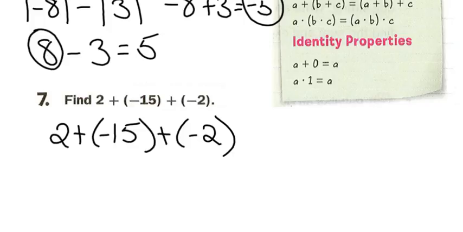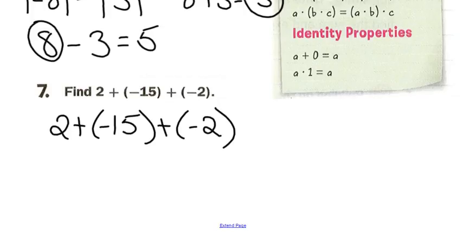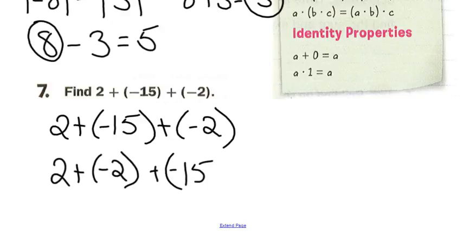Okay, so I look at this and I try to find things that seem easy for me, and I can't help but notice that I have 2 and negative 2 right away. And I know that those are additive inverses, that if I put them together, they equal 0. So I'm going to do just that. I'm going to put 2 and negative 2 right next to each other, and then I'll add negative 15 at the end.